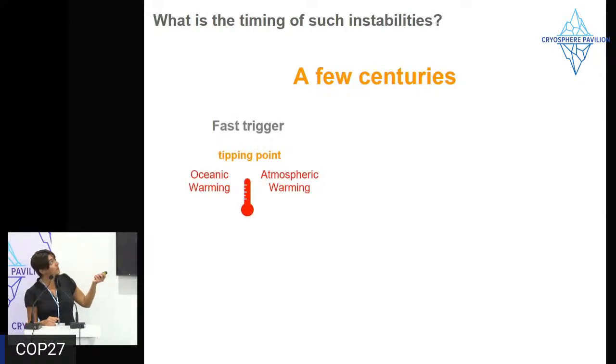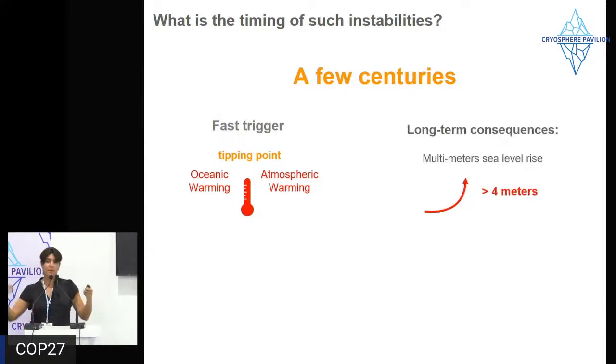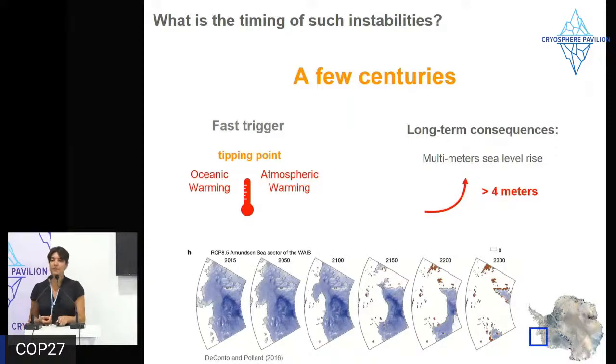What is the timing of such an instability? So about 2 centuries, 5 centuries. But the trigger is fast. As soon as we cross the threshold, which we are not sure about, we could have already crossed it or not, then it has long-term consequences anyway, because it's not that we disintegrate the entire West Antarctica in 10 years. It doesn't happen this way. It just happens in 2 to 3 centuries in the simulations. This sector of West Antarctica causes a multi-meter sea level rise in 2 to 3 centuries.